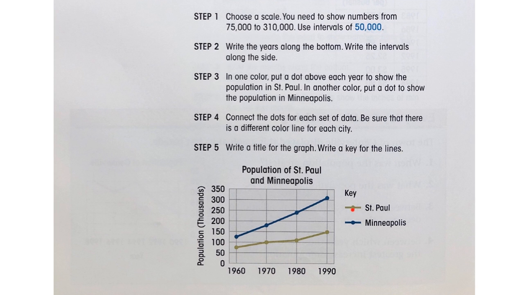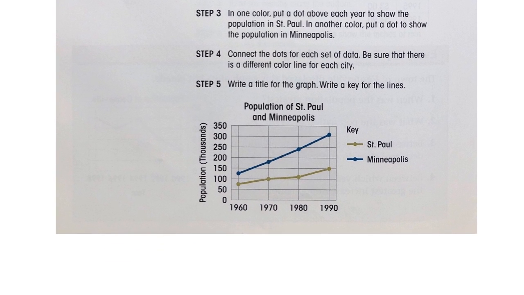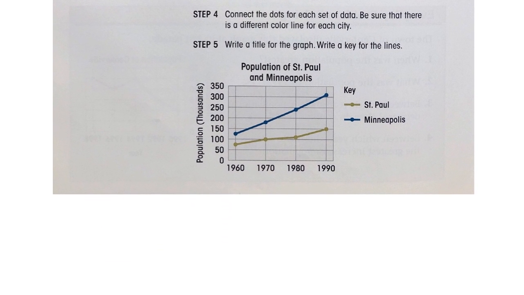So you have to know that this kind of pea soup color is St. Paul and the blue is Minneapolis. So we can see our intervals in population. The thousands means we don't have to have 3 more zeros after all of the numbers because all of these represent thousands. 50,000, 100,000, 150,000, and so on.